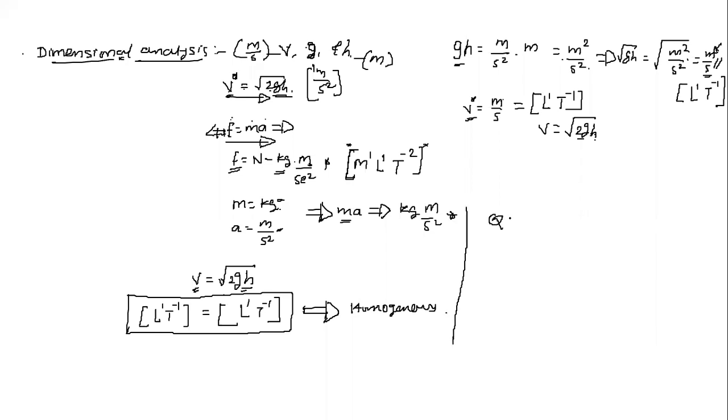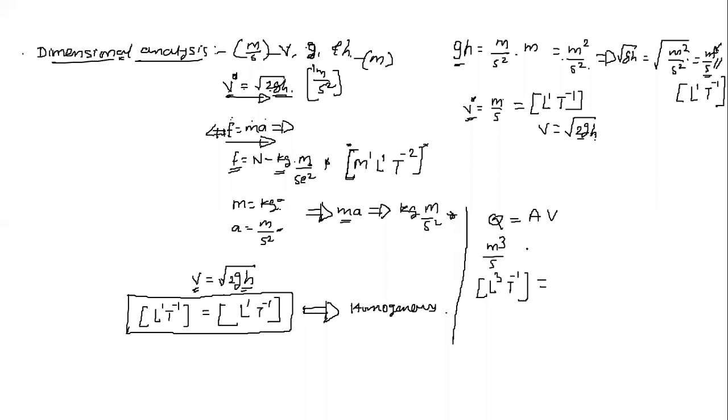Similarly, I would like to take another example for dimensional homogeneity, a general equation which we use in fluid mechanics: discharge is equal to area into velocity. Discharge has the unit meter cube per second. So in dimensional form, length is involved as meter cube, so length has the power 3, and second is in the denominator, so it has the power minus 1. Mass is not there.